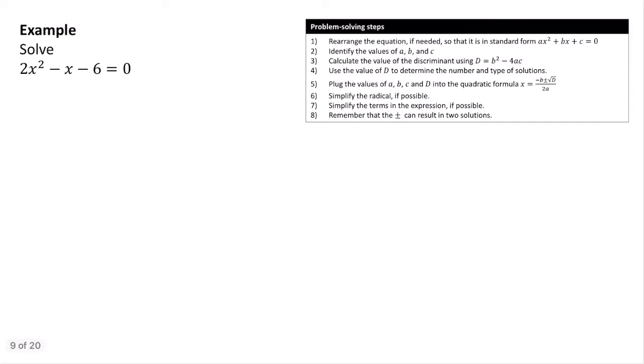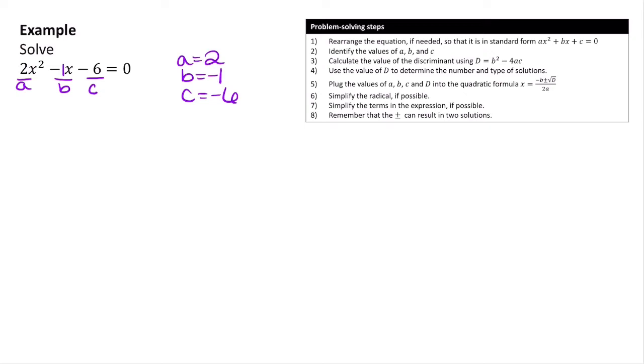All right, so let's now get into some examples. So we have 2x squared minus x minus 6 equals 0. My first step is to make sure it's in standard form, and this is. So I can just go ahead and now identify the values of A, B, and C. B is going to be -1, and C is going to be -6. So I have A equals 2, B equals -1, and C equals -6.